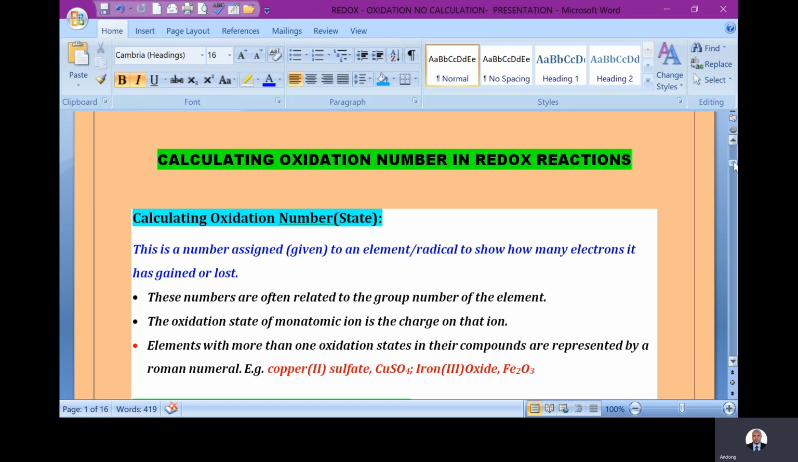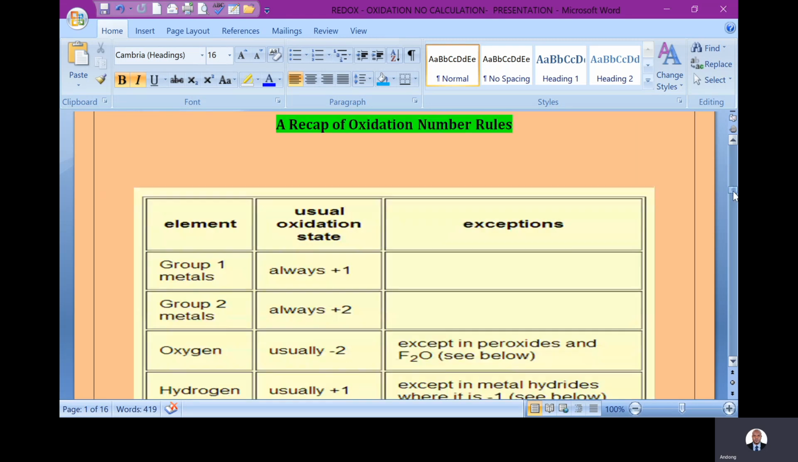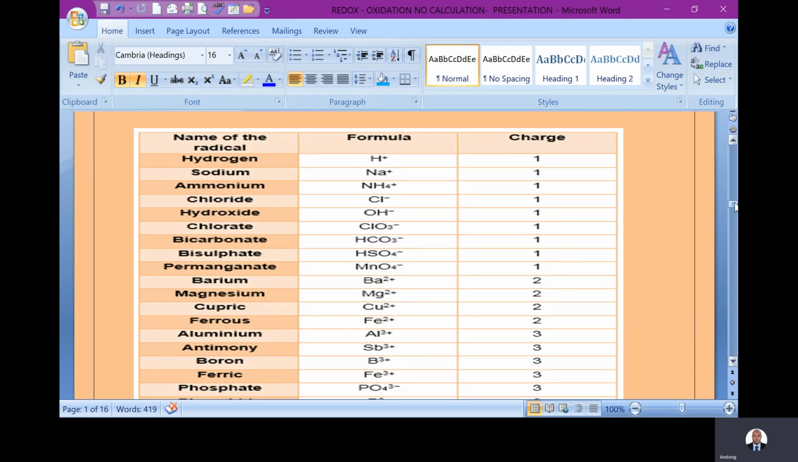Again, the oxidation number of a monatomic ion is the charge on the ion. Remember that the monatomic ions are atoms like hydrogen ion, sodium ion, chloride ion, aluminum ion, iron 2 ion, iron 3 ion, boron ion, and so forth. All these ions have a charge on them. That charge is equal to the atomic number of that element.